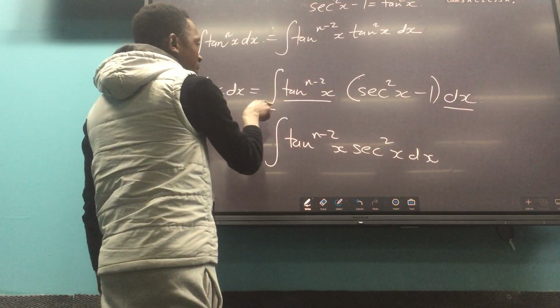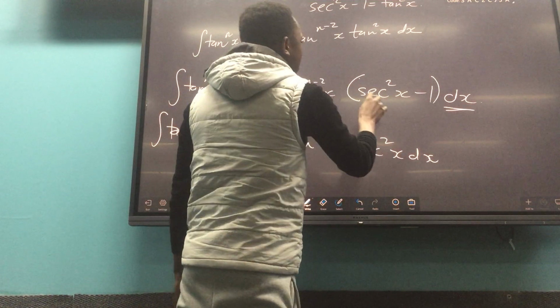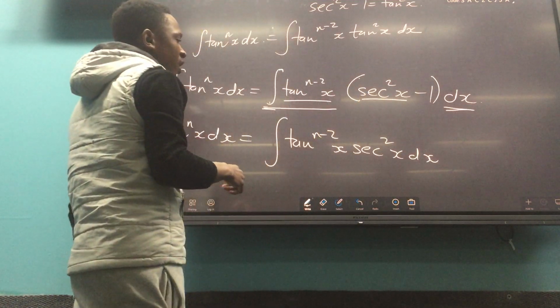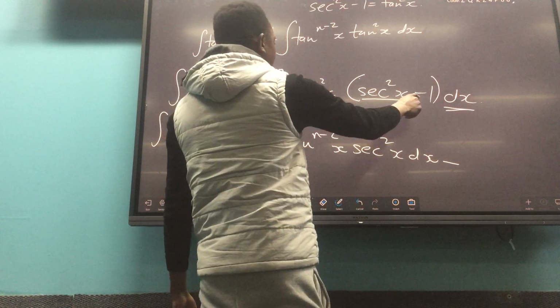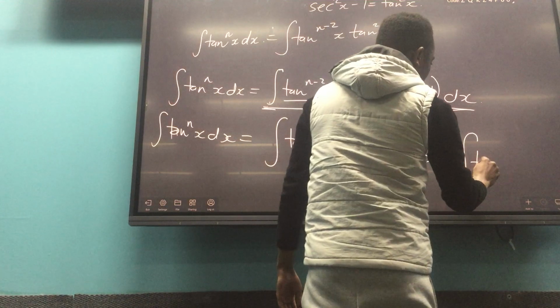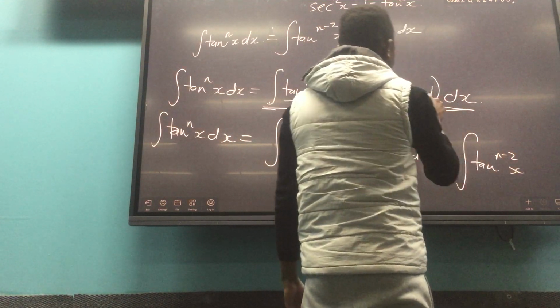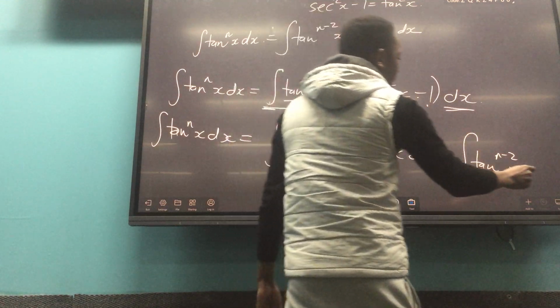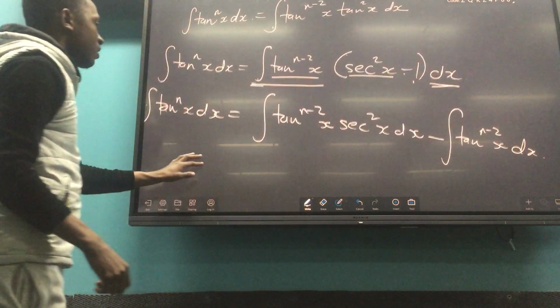So I multiplied what's outside, this part and this part, with this here. So I get that. So it's going to be minus, which is that negative sign, the integral of tan to the n minus 2 of x multiplied by this one here, dx. So that's going to give us something like this.